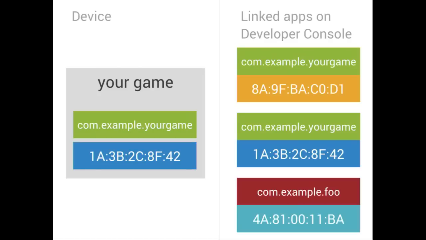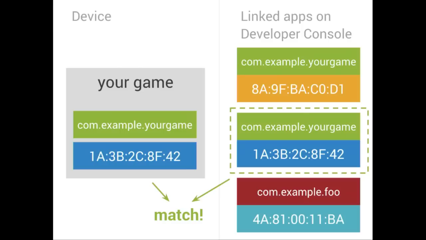So in order for the call to be authenticated, there needs to be a linked app that exactly matches that package name and certificate fingerprint in the developer console. Over here, we see that there's a match because there's a linked app with exactly that package name and exactly that certificate fingerprint. So the Games API call is going to succeed. Now, if there isn't such a thing, then you're going to see an error. This is by far the most common cause of errors.